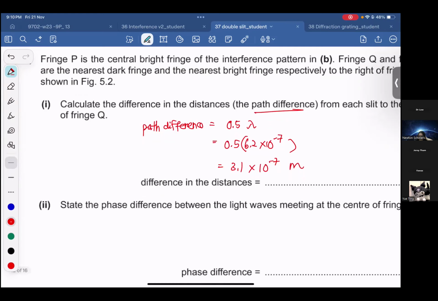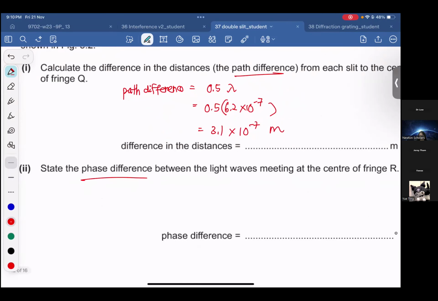So phase difference. Can you count and then tell me what is the phase difference? Refer to the previous question. The way they ask is quite similar.